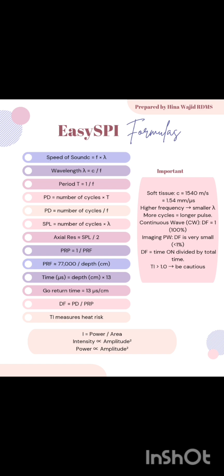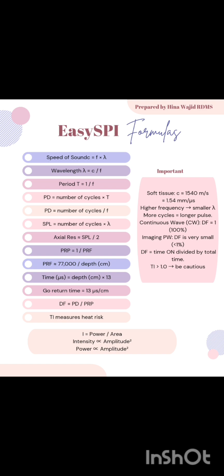Then if we want to calculate wavelength from the wave equation, it's very easy. Lambda is equal to C by F. If we want to calculate frequency, that's frequency is equal to C by lambda. Now period known as T. So period and frequency are inversely related. T is equal to 1 by F, F is equal to 1 by T.